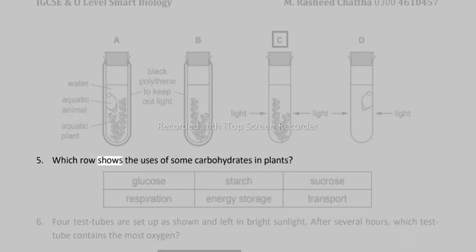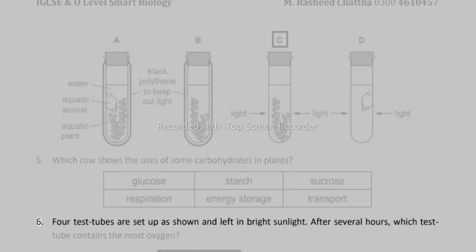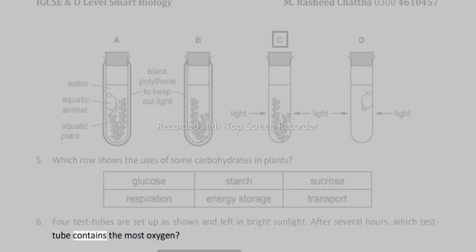5. Which row shows the uses of some carbohydrates in plants? 6. Four test tubes are set up as shown and left in bright sunlight. After several hours, which test tube contains the most oxygen?